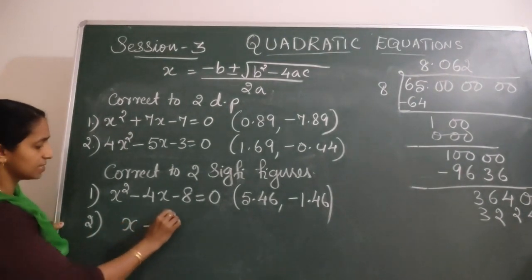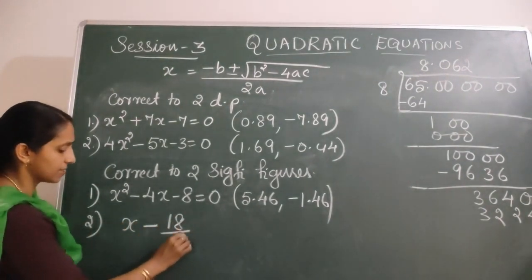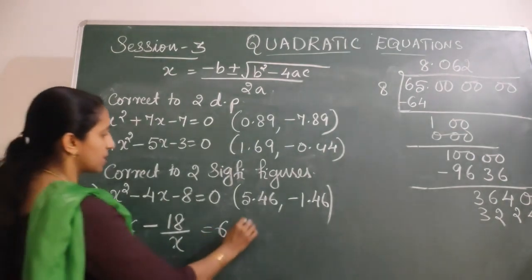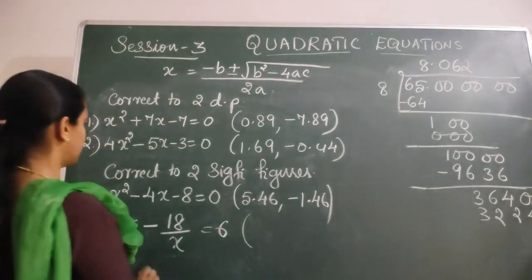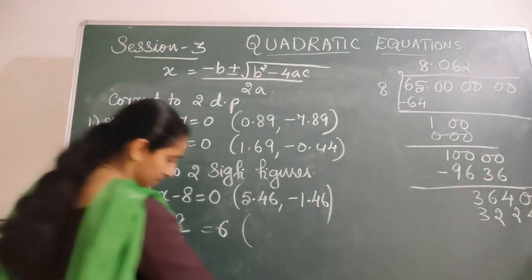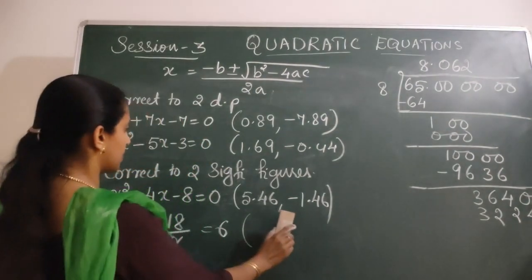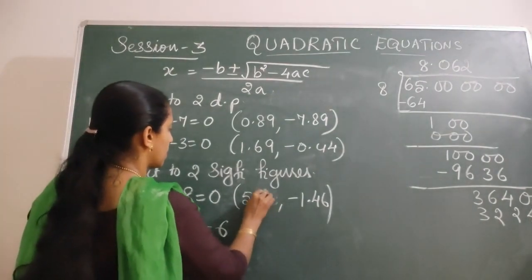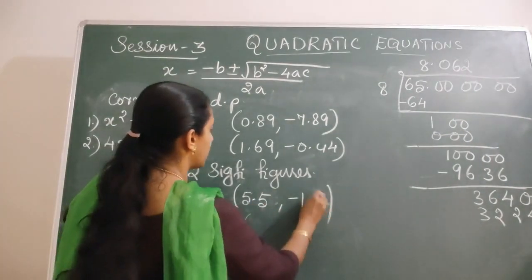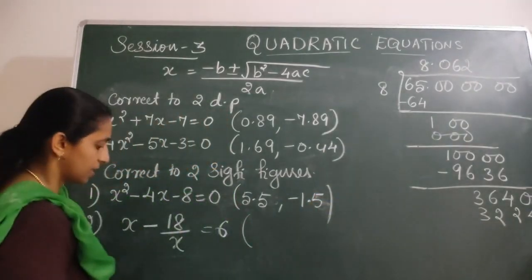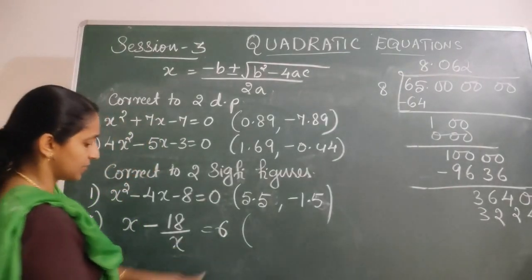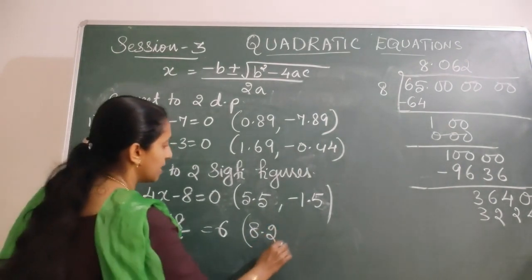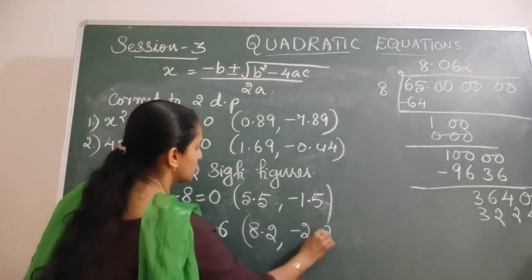And the second question, x minus 18 upon x equal to 6. Corrected to two significant figures, the answer will be 8.2 comma minus 2.2.